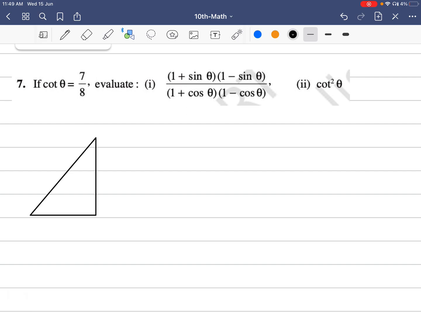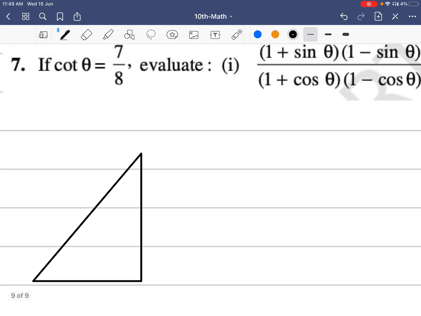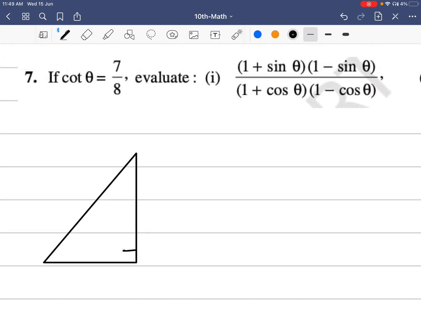Okay. So this is my right angle triangle. Let's zoom in. So this is my right angle, 90 degrees. Let this angle be equal to theta. Let me use a different color. So let this angle be called theta. Okay, and let's give names. Let these be A, B, and C.